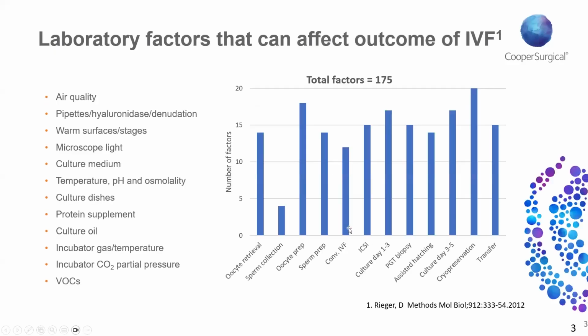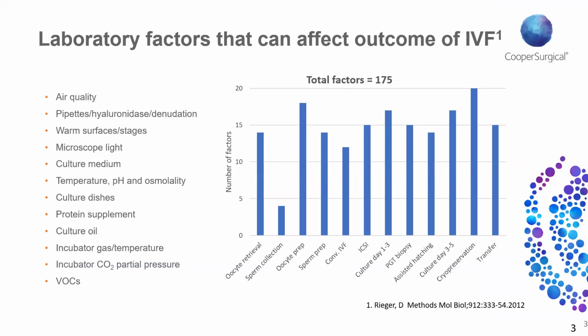So on the next slide, you'll see that we have a publication done a few years ago now by Don Rieger at Life Global, who tried to put together an estimation of the number of factors that can influence the outcome in IVF. And as you can see, he came up with a number of 175. We don't know whether that is the exact number, doesn't really matter. What it tells us is that it's a complex process with many factors that are going to influence the outcome, and you can see some of them listed on the left here.